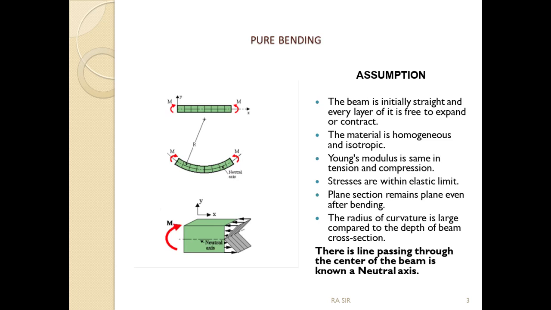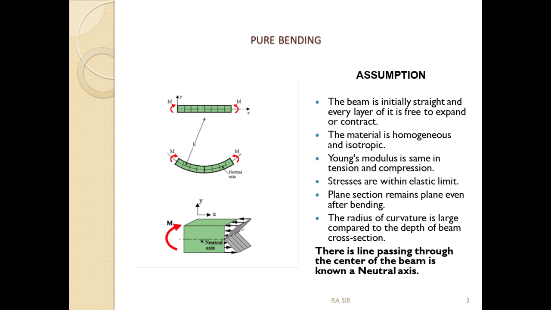The next one, the material is taken to be homogeneous and isotropic. Third point, Young's modulus is the same in tension and compression. Fourth point, stresses are within elastic limit. Fifth point, plane section remains plane even after bending. Sixth point, the radius of curvature is large compared to the depth of the beam.